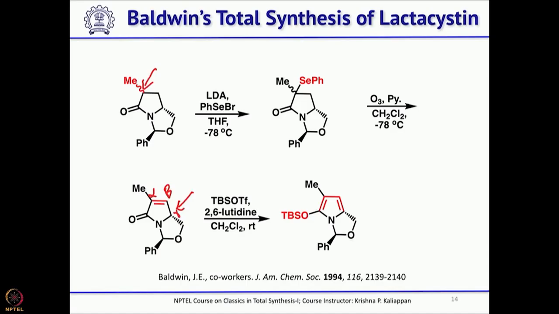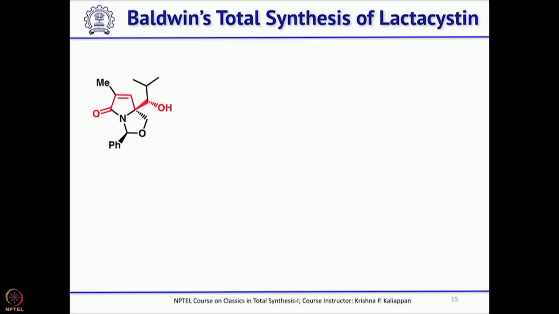So this is almost, now you can see it's like a pyrrole ring, isn't it? That pyrrole. Now if you treat with isobutyraldehyde in the presence of a Lewis acid like tin tetrachloride, the aldol reaction takes place at the gamma carbon. Okay, so that's how you can see this stereocenter was fixed.